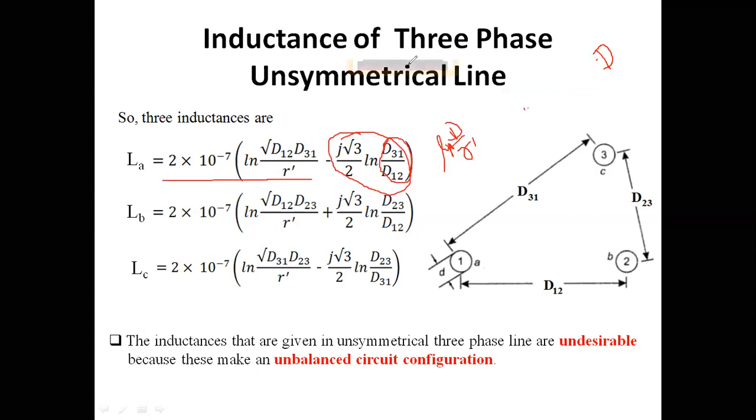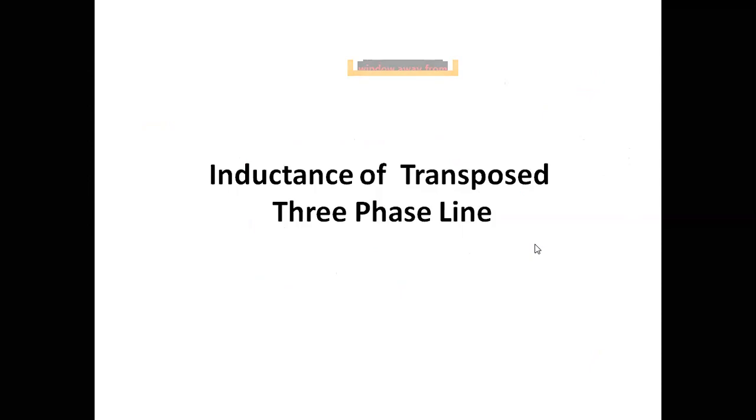But with unsymmetrical spacing, we cannot get LA, LB, LC equal. So these three are unequal, or different in value. And this is undesirable because it makes the system unbalanced. So this is one kind of problem. Therefore, we go for a transposed three-phase connection. I will discuss this topic in my next lecture.